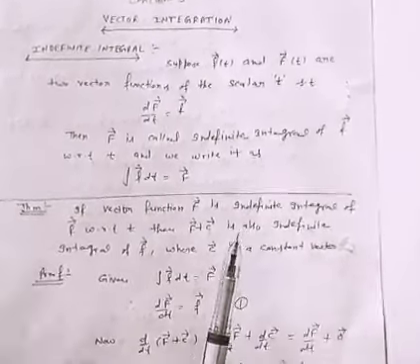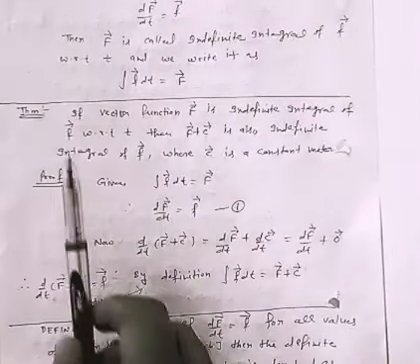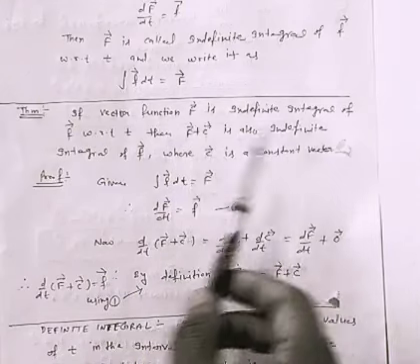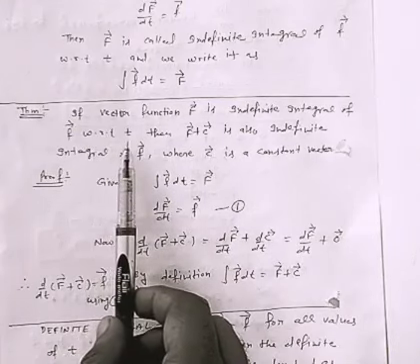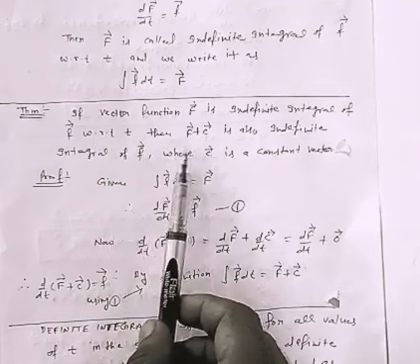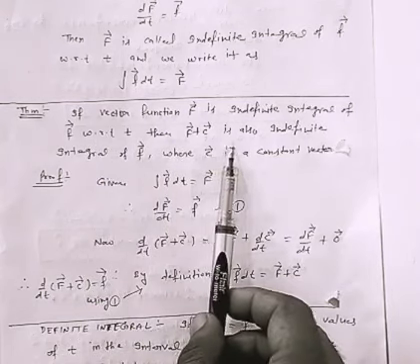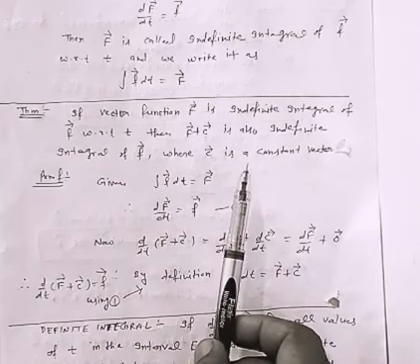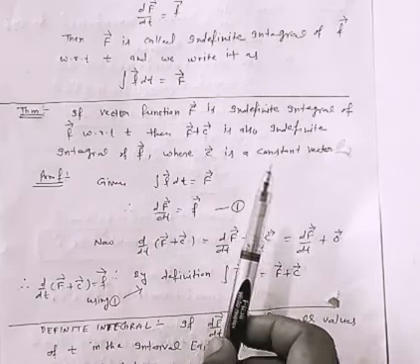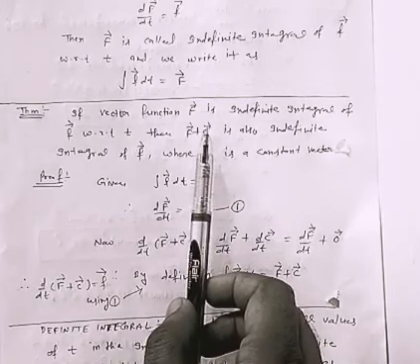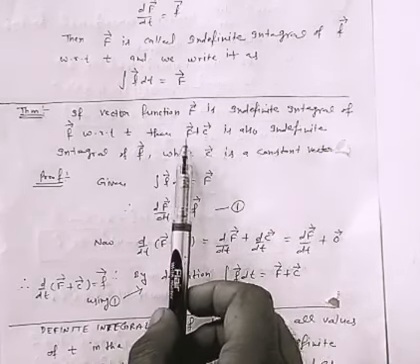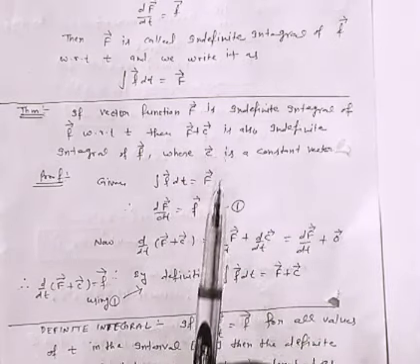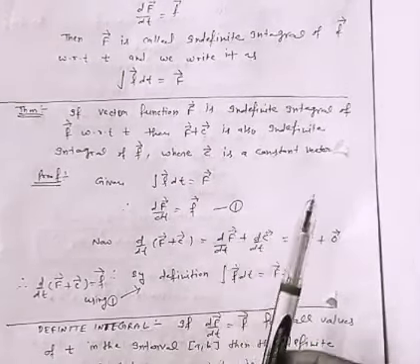Next theorem on that topic: if vector function F is indefinite integral of f with respect to t, then capital F factor plus c vector is also indefinite integral of f factor, where c vector is the constant vector. Means if capital F factor is indefinite integral of small f factor, then capital F factor plus c is also the indefinite integral of small f factor.